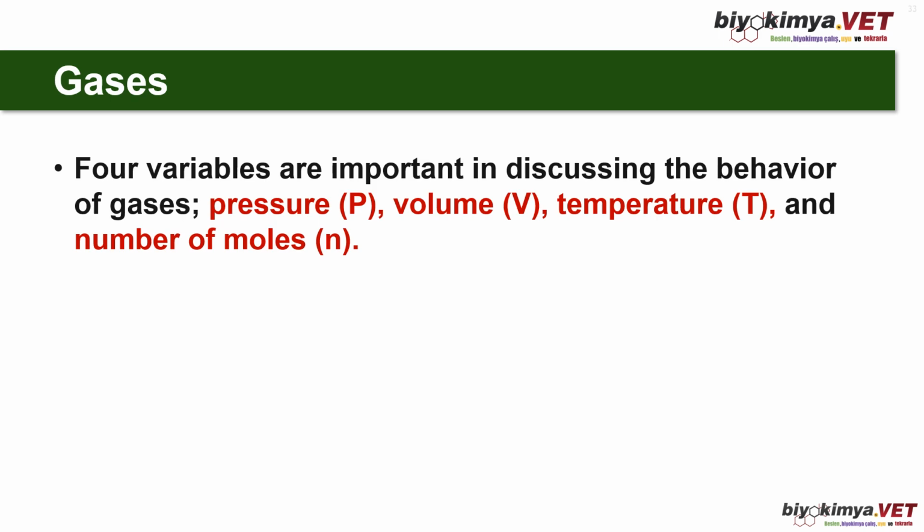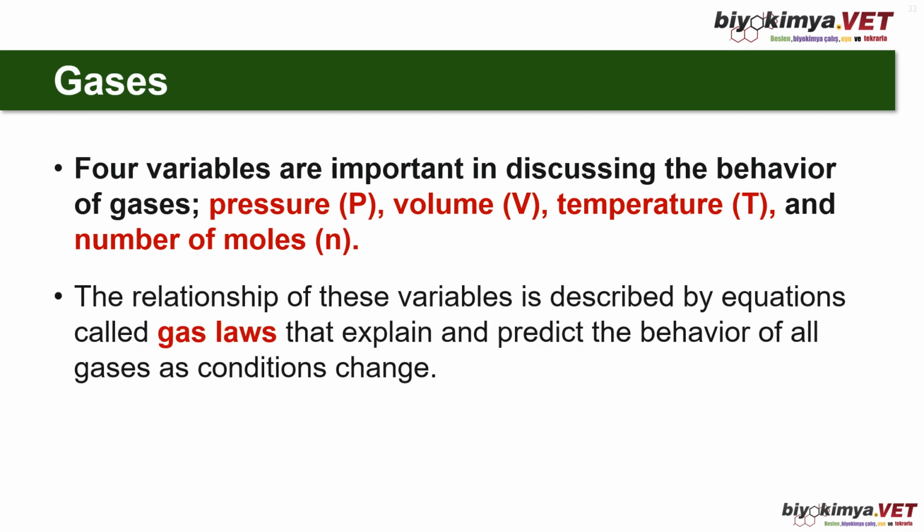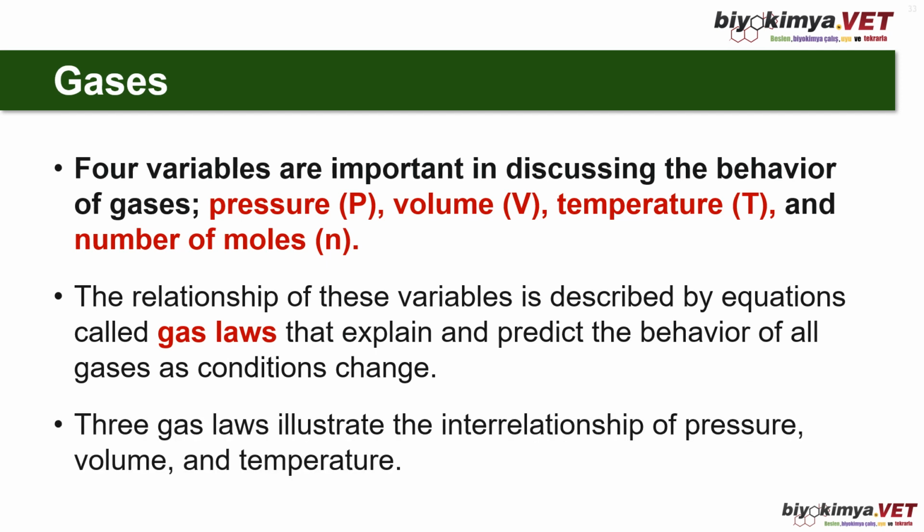Four variables are important in discussing the behavior of gases: pressure, volume, temperature, and number of moles. And here the temperature is not the Celsius, it is Kelvin temperature or thermodynamic temperature. The relationship of these variables is described by equations called gas laws that explain and predict the behavior of all gases as conditions change. Three gas laws illustrate the interrelationship of pressure, volume, and the temperature.